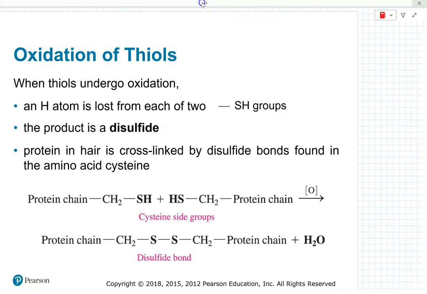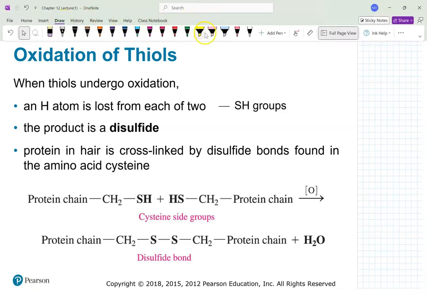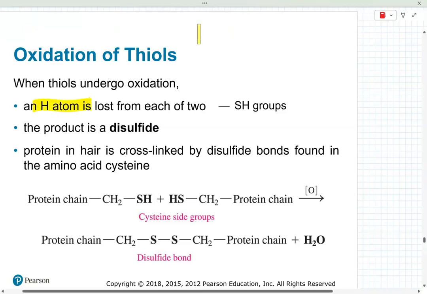Thiols. They can be oxidized as well, but in this case, the hydrogen atom is lost from the SH groups, and they form a disulfide bond. One sulfur connects to another sulfur. Why is this important? There's an amino acid called cysteine, which contains an SH group. When these SH groups are oxidized, they form this bridge, disulfide bond, disulfide bridge between two cysteines.